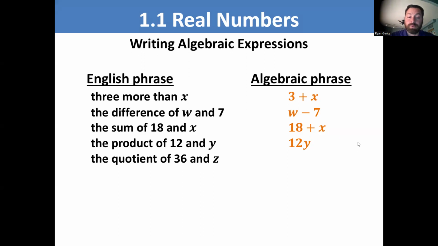Okay. Last example here, the quotient of 36 and z. Quotient again implies division. 36 divided by z. Now, these are very basic English phrases translated to algebraic phrases. You will get some practice with those and a little bit more challenging ones.